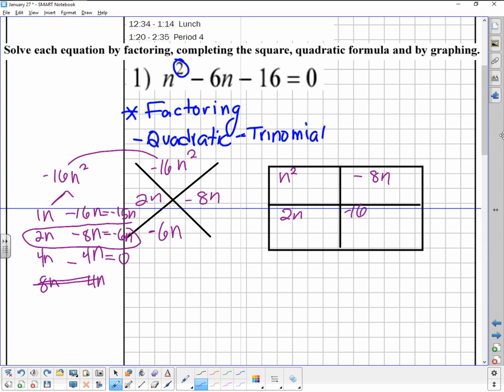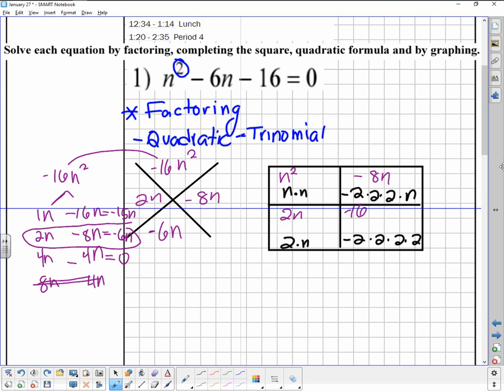Now, factors of n squared will be n multiplied by n. Factors of negative 8 will be negative 2, 4, I'm sorry, 2, 4, and 8, and n. Factor of 2n will be 2 times n. And factor of negative 16 will be negative 2, 4, 8, 16.